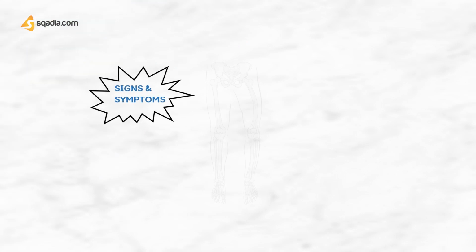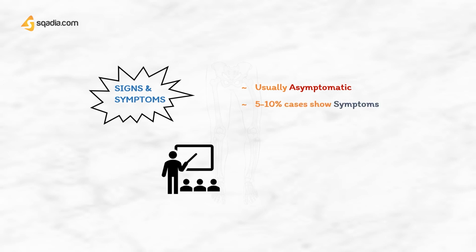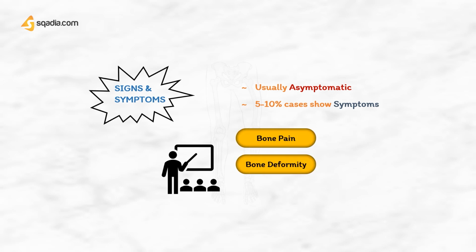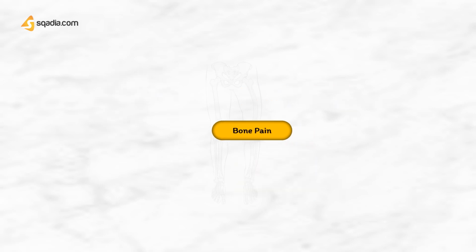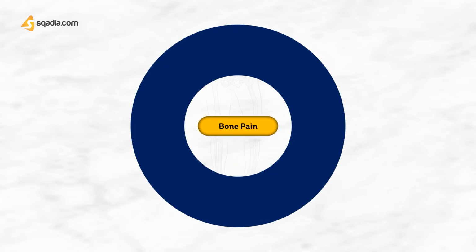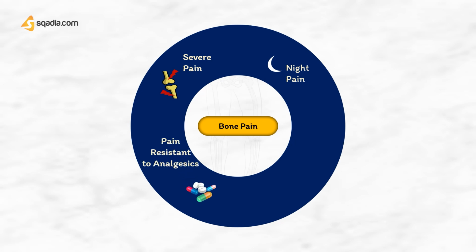Paget's disease is usually asymptomatic. Only 5 to 10% develop symptoms. Signs and symptoms suggesting Paget's disease include bone pain, bone deformity, warmth over an affected area. Bone pain features are severe pain, night pain, pain resistant to analgesics, and burning and deep pain.